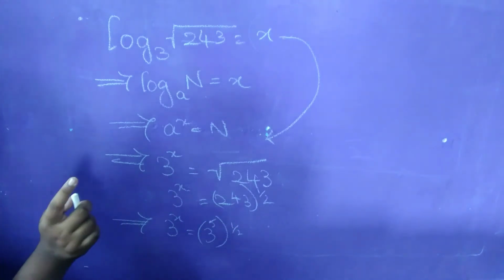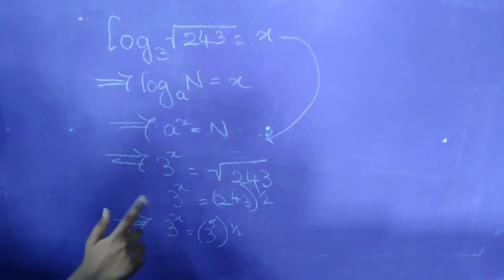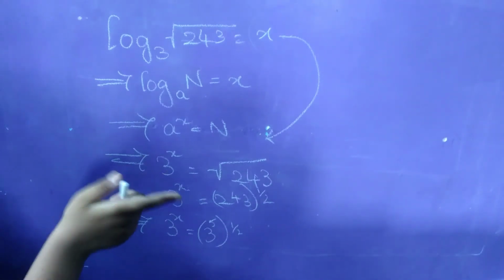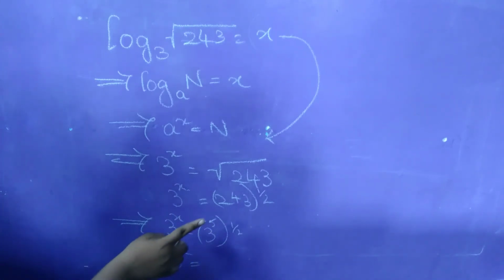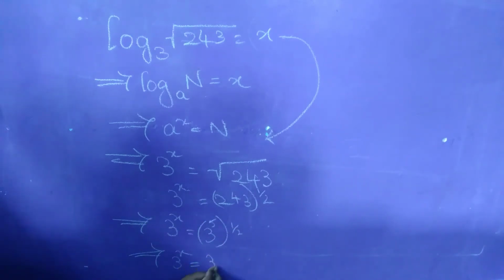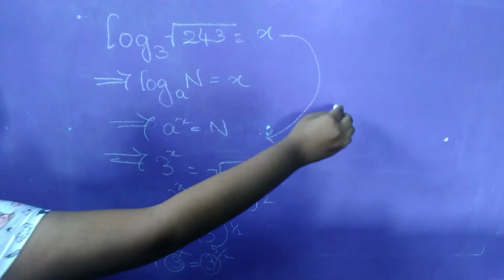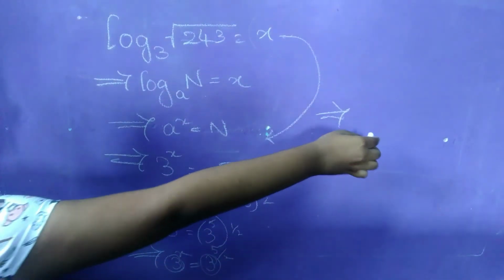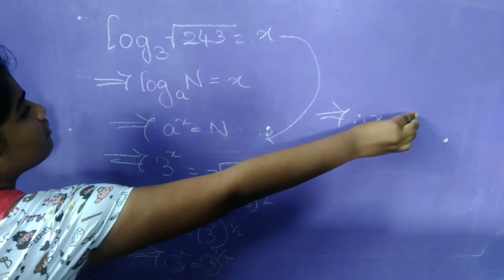Now we know one formula, one identity, that is a power n whole power m will be equal to a power m into n. So in the same way, using that formula, we will get 3 power x will be equal to 3 power 5 into 1 by 2. That is nothing but 3 power 5 by 2. Now we have seen here that the 3 in LHS and RHS are equal, the bases are equal. Therefore x will be equal to 5 by 2.